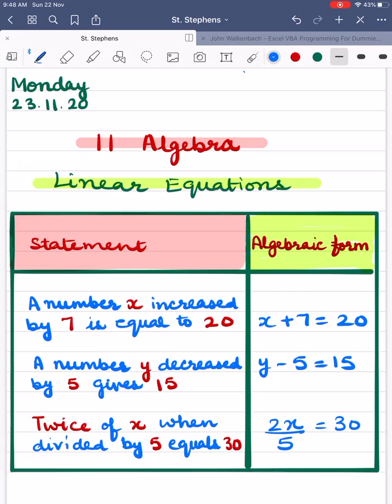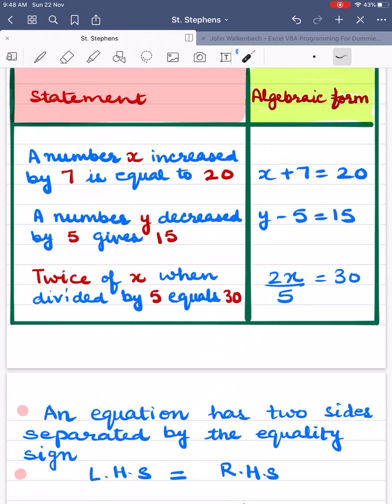These are statements of equality. So each one of them is an equation. An equation has two sides separated by the equality sign. The left side of the equal to sign is called the left hand side and the right side of the equal to sign is called the right hand side. So here x plus 7 is the left hand side and 20 is the right hand side of the equation.